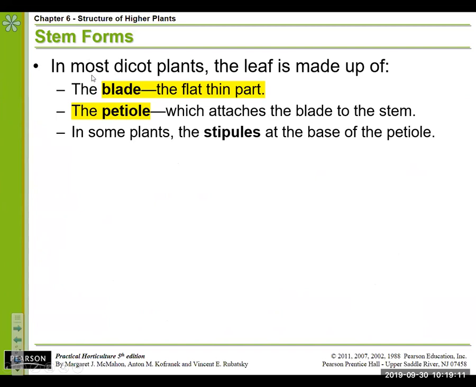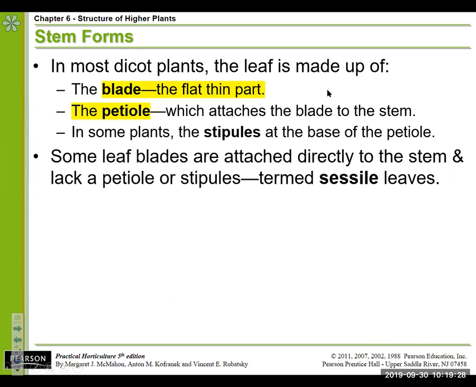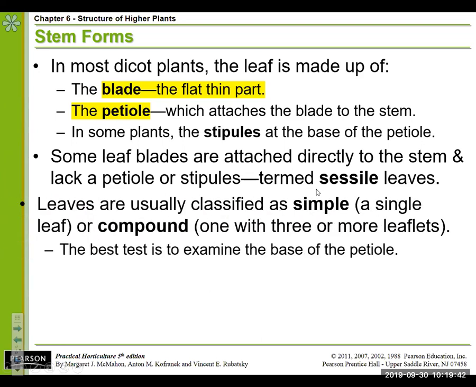When we're looking at the leaf, we look at the blade, which is the flat, thin part of the leaf. The petiole, which I mentioned, is attaching the blade of the leaf to the stem of the plant. And in most plants, there's also this stipule at the base of the petiole. It's kind of a protective organ. The way that the leaves are attached is also important for identification. So if they're attached directly and we don't have a petiole, that's called a sessile leaf.